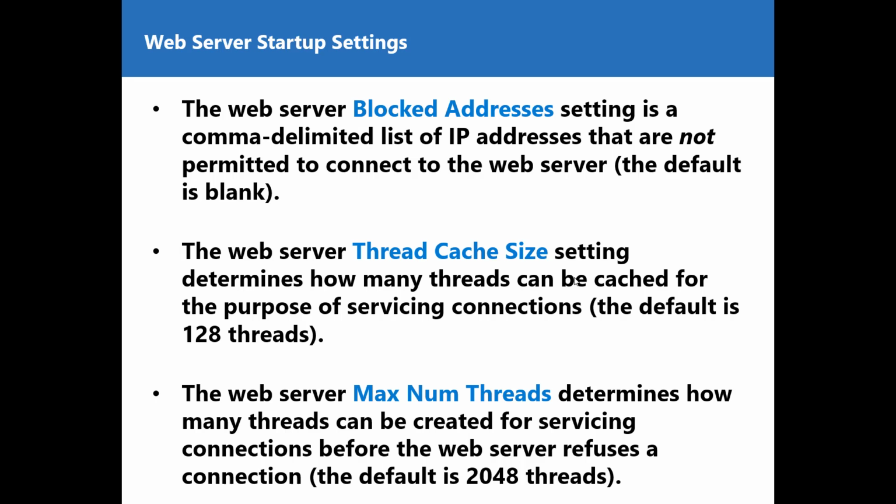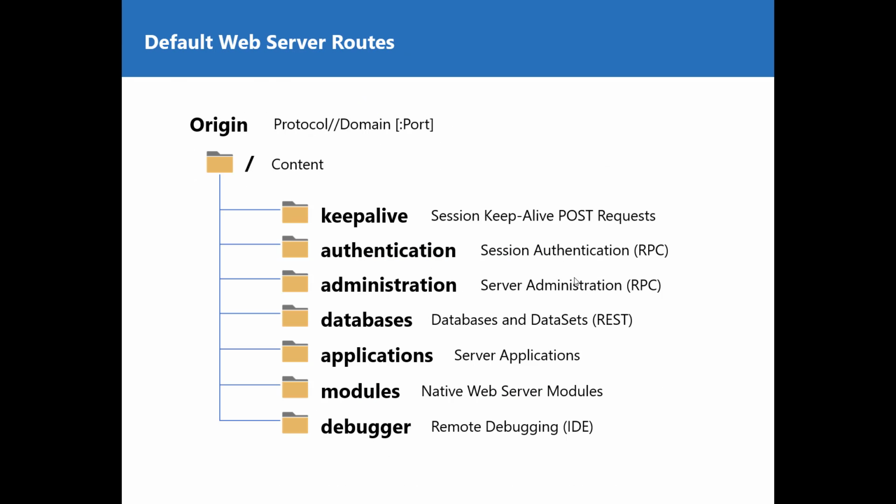The web server thread cache size setting will determine how many threads can be cached for the purpose of servicing connections. The default is 128 threads. You can increase this as high as you want, but just keep in mind that there's also the maximum threads setting that determines how many threads in total can be created concurrently for servicing connections before the web server will just flat out refuse the connection and not instantiate any more threads. The default is 2048. I suspect in most cases you're not going to be exceeding that. If you do, then you probably are going to need to go to a more scalable web server environment.